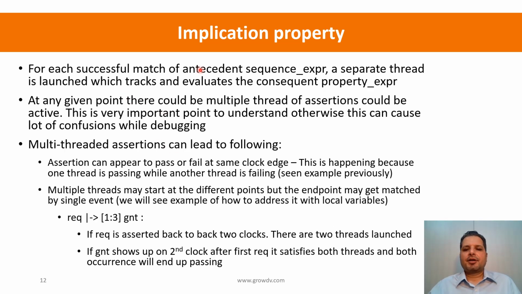In the implication operator, on every successful match of your antecedent sequence expression, which is on your LHS, a separate thread is launched which tracks and evaluates the consequent property expression, which is your right hand side. Because of this, there can be multiple active threads, and you need to keep this in mind because multi-threaded assertions can sometimes lead to very confusing results. An assertion could appear to pass and fail at the same clock cycle. That's because a previously launched thread could see its consequent matching its endpoint at a given clock edge and pass, while at the same time another thread could see a violation and fail. This is very much possible, and we need to keep it in mind.